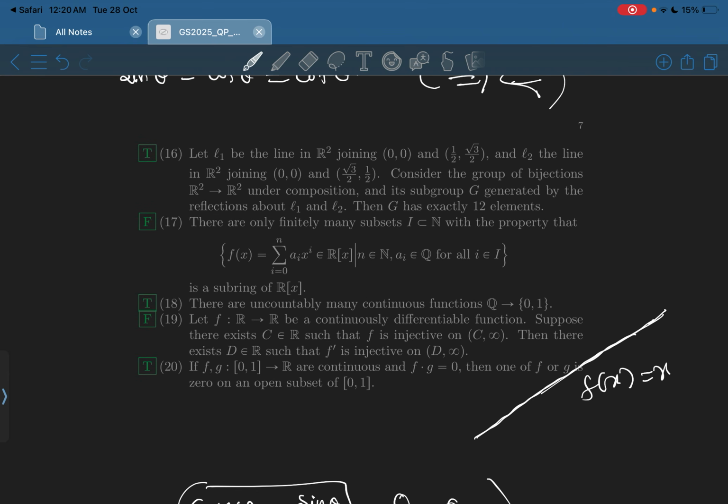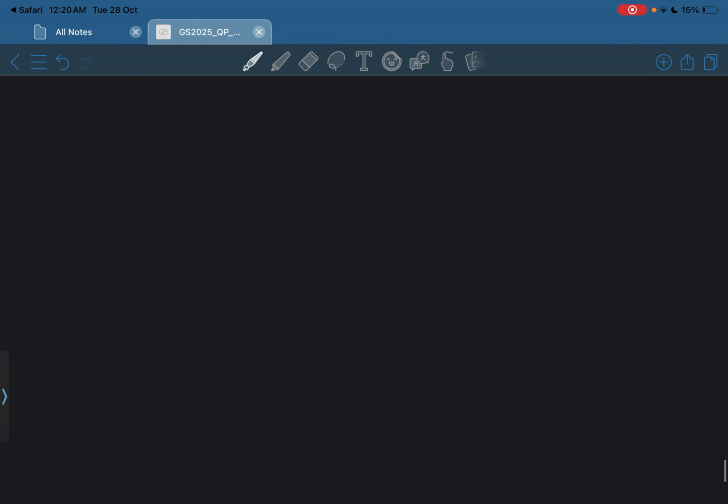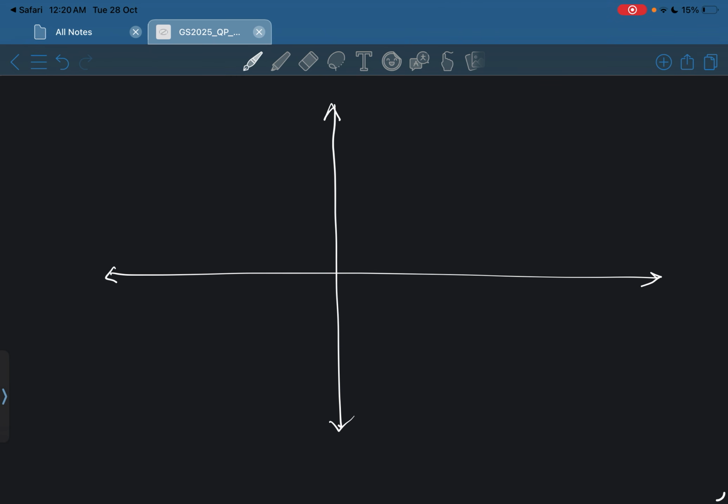So now only one question is left. Let L1 be a line in R2 joining 0 0 and 1 by 2 comma 3 by 2, and L2 be the line in R2 joining 0 0 and 3 by 2 comma 1 by 2, right? So let's draw the line. This is the origin, and this is 1/2 comma 3/2, right? Then this is actually 30 degrees, because it is sine 30 comma cos 30, right?